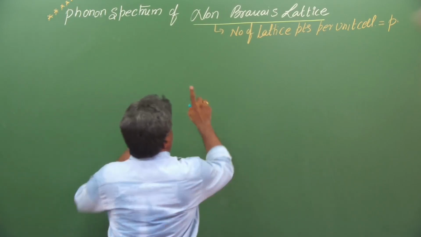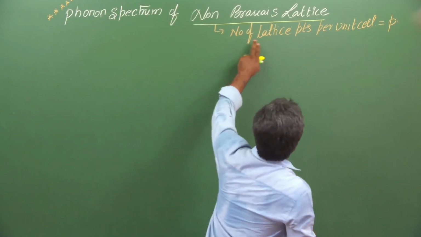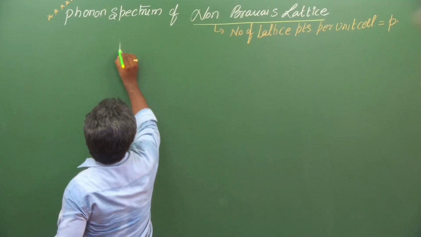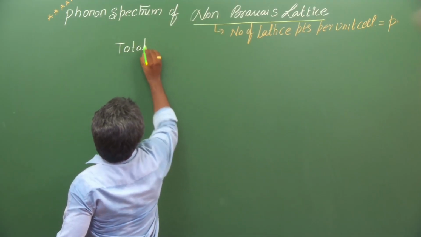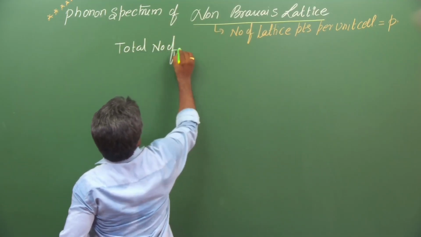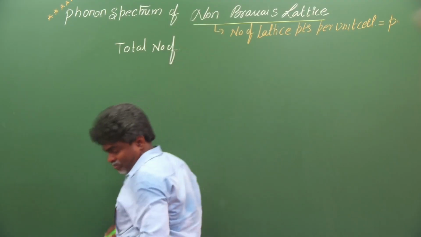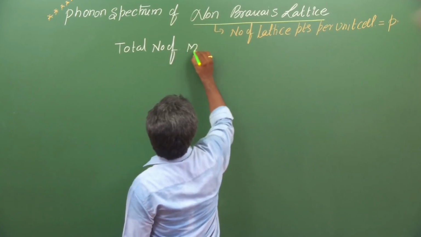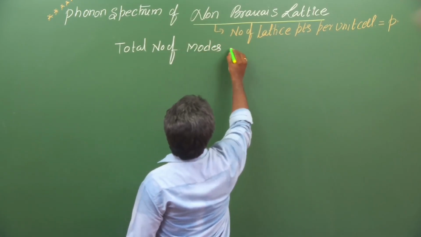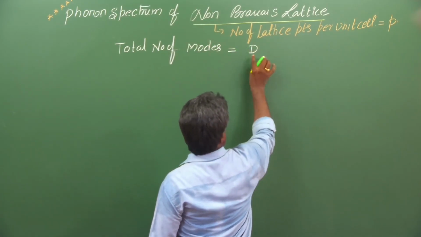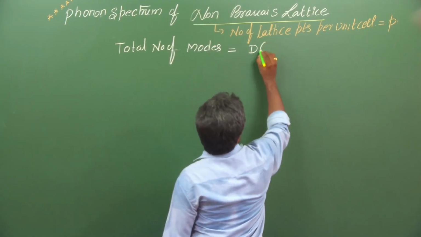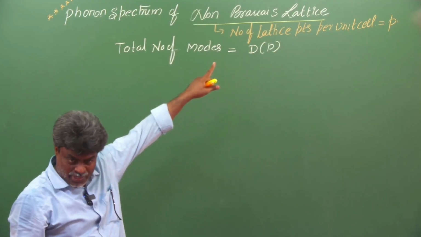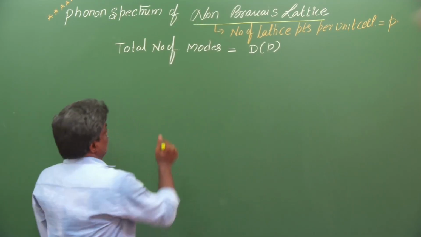The phonon spectrum of a non-Bravais lattice, that means the number of lattice points per unit cell is P. Then the total number of modes is always equal to D, D for dimension, into P, P for number of atoms per unit cell.